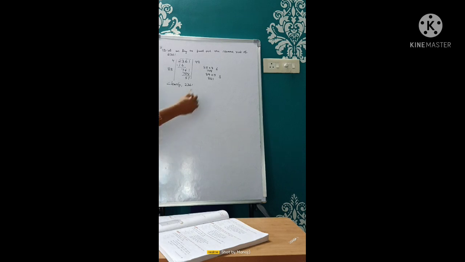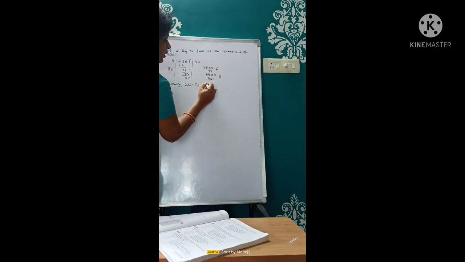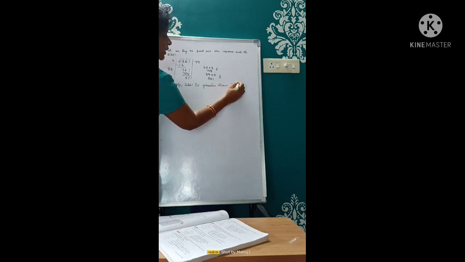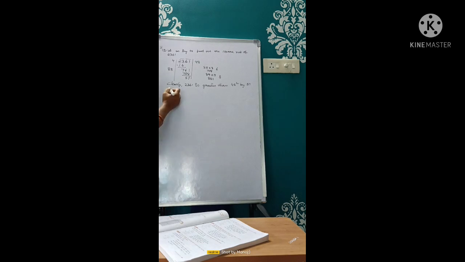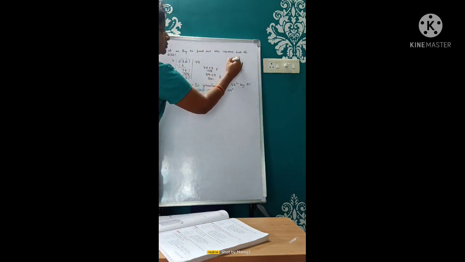2361 is greater than 48 square by 57, then the next perfect square is 49 square. How much is 49 square?